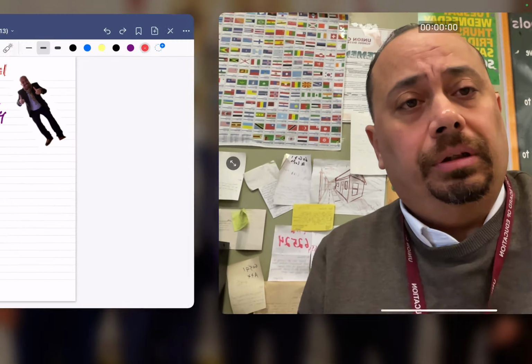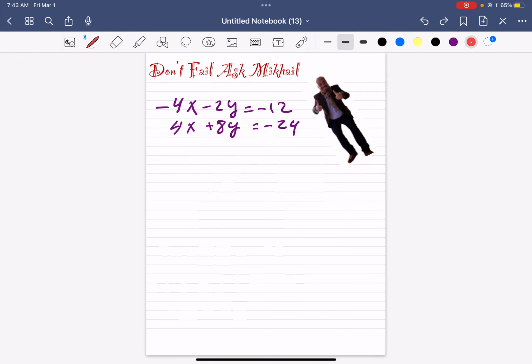Don't fail, ask Mikhail. Today's lesson is going to be solve a system of two equations by elimination. We did it yesterday by substitution. Today we're going to do the elimination. So if I have the system here with your two equations, elimination sometimes is called addition. That's when you add two equations, all right?